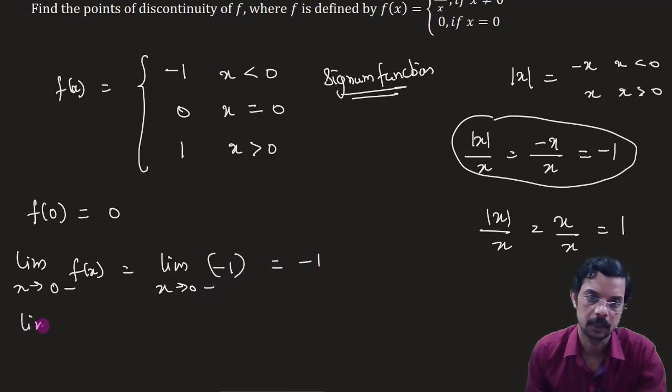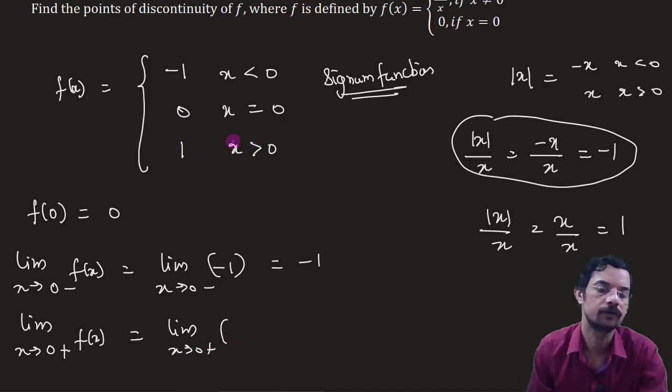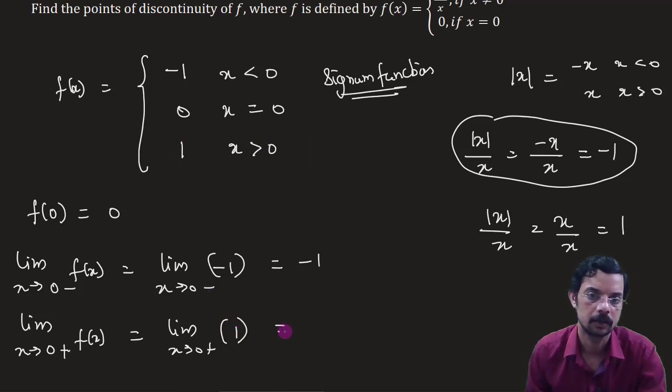And similarly, for the right hand limit, limit x tends to 0 from the right. What is the function defined as? It is defined as positive 1 for x which is lying to the right of 0. So that is equal to 1.